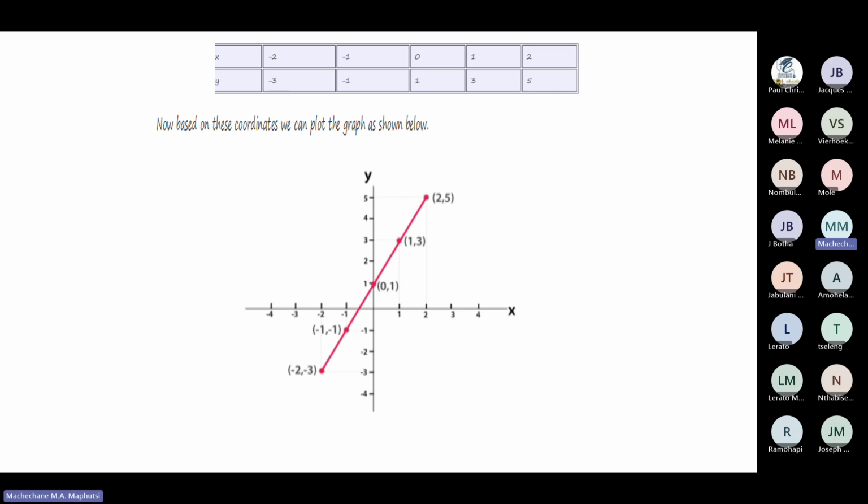Then from there, what did we do? Because we want to draw a straight line graph, we joined those points. And as you can see, when you join those points, they form a straight line. This type of graph, we call it a linear graph or a straight line graph.